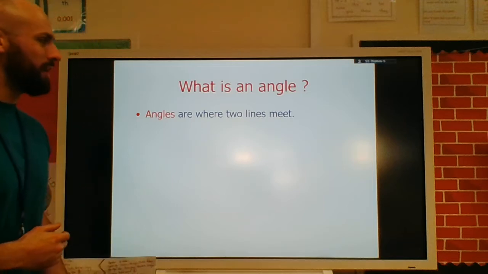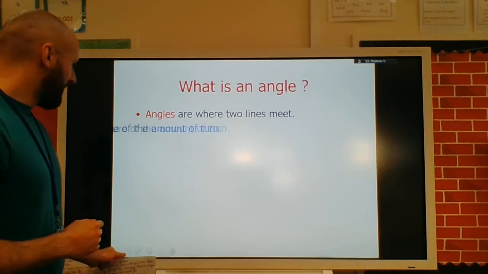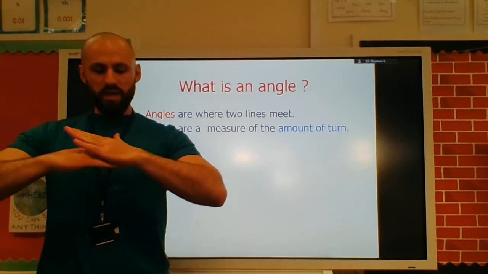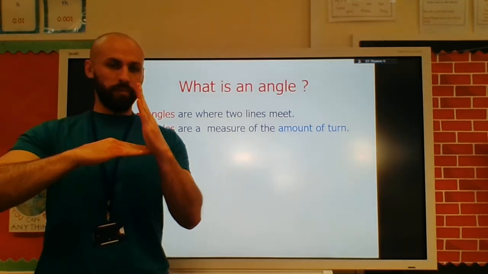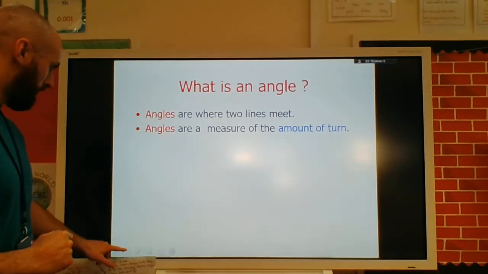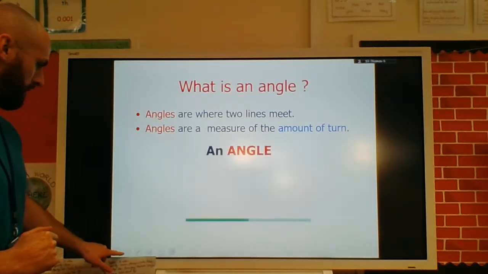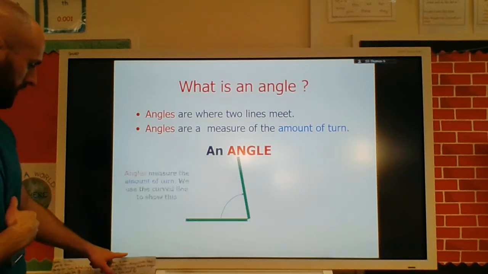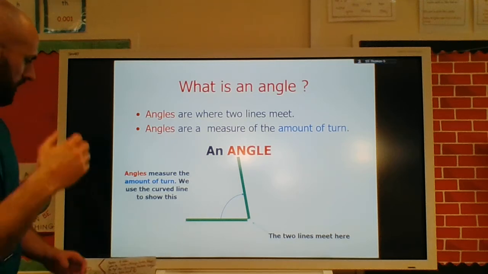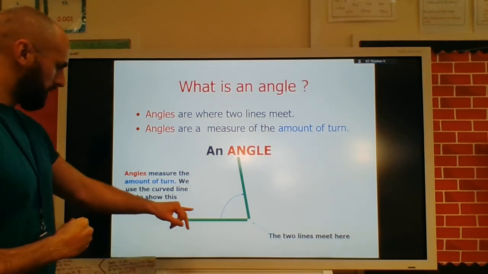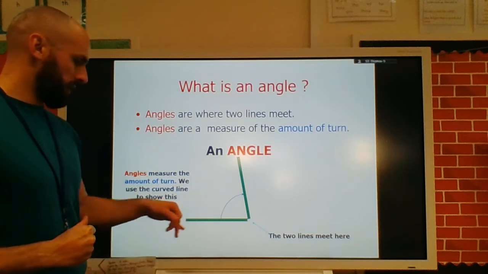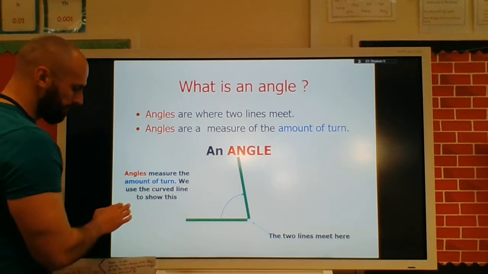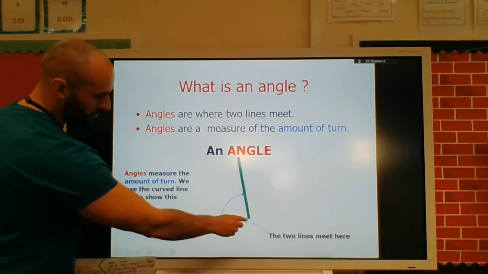Angles are where two lines meet, and they are a measure of the amount of turn. So it's where they meet and the amount of turn. Okay? So there's the two lines where they meet and the amount of turn. And we measure the amount of turn, and we use a curved line to show this. So you'll often see that on angle problems. And the two lines meet there.